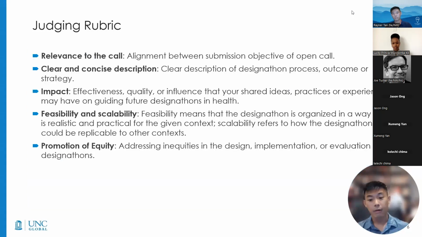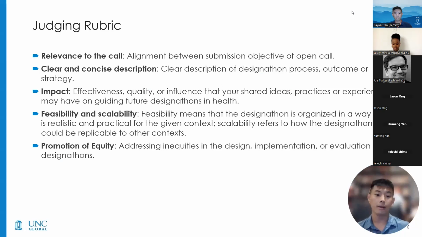So this judging rubric over here was used to evaluate the submissions, and it was developed by the steering committee, which involved domain experts, community members, and so on. And this involved relevance to the open call as the first criterion. Secondly, clear and concise description. Third, in terms of impact, so this is the effectiveness, quality, or influence that a particular idea or description might have on future Designathons in health.